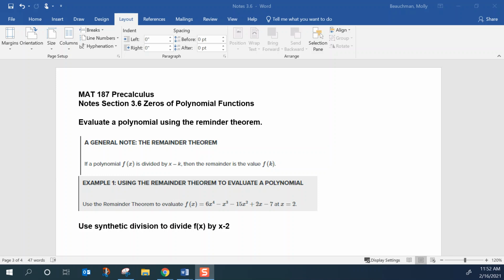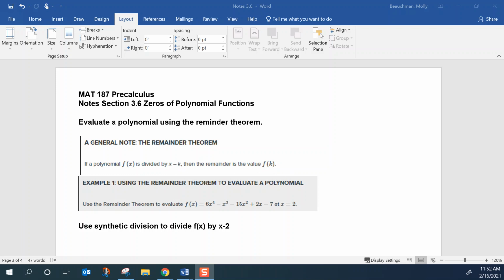So the first thing we're going to look at are theorems that are going to help us do this. One theorem that we're going to take a look at is called the remainder theorem. It says if a polynomial f of x is divided by x minus k, then the remainder is the value f of k. So what does that mean?